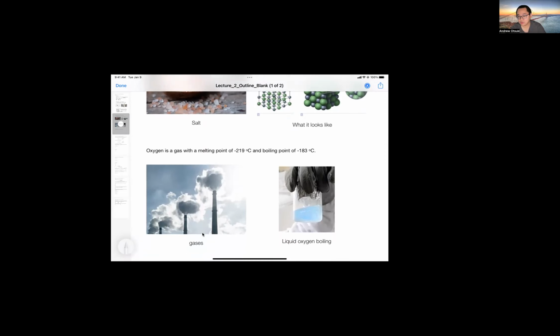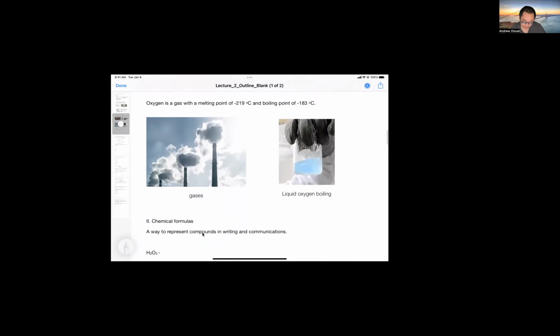And that's because the structure of oxygen is not as complex as sodium chloride, where you have this repeating pattern of ions in a crystal structure. Oxygen is like this. So usually we draw oxygen like this.